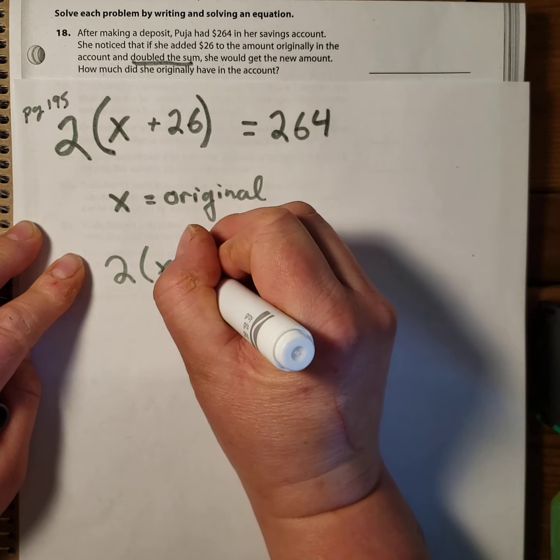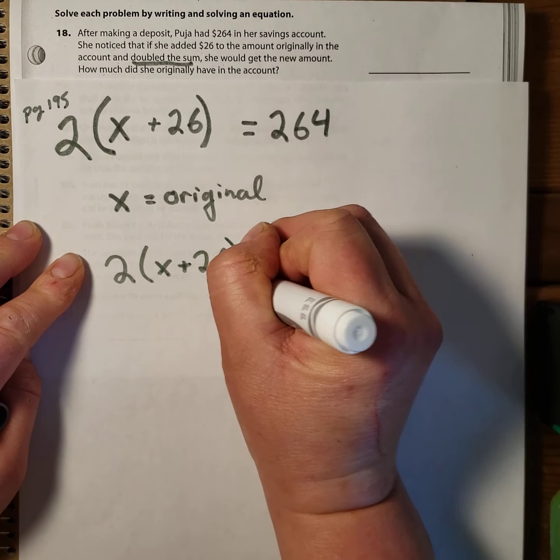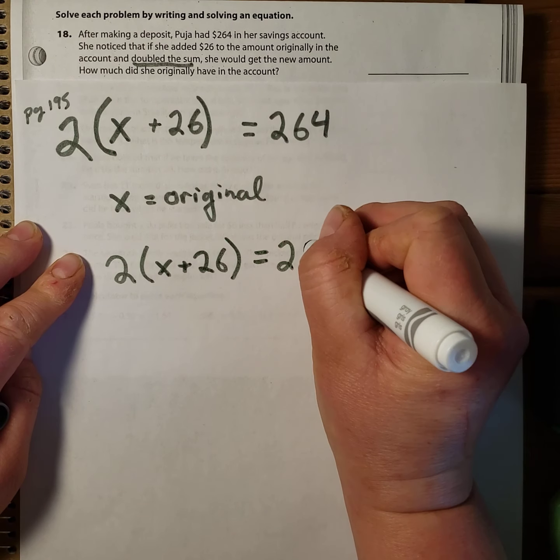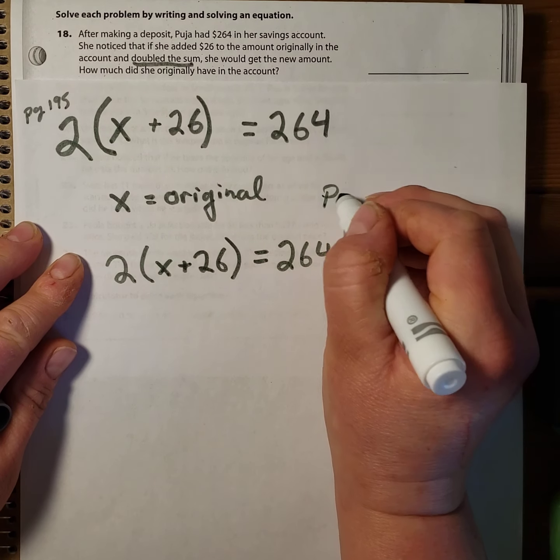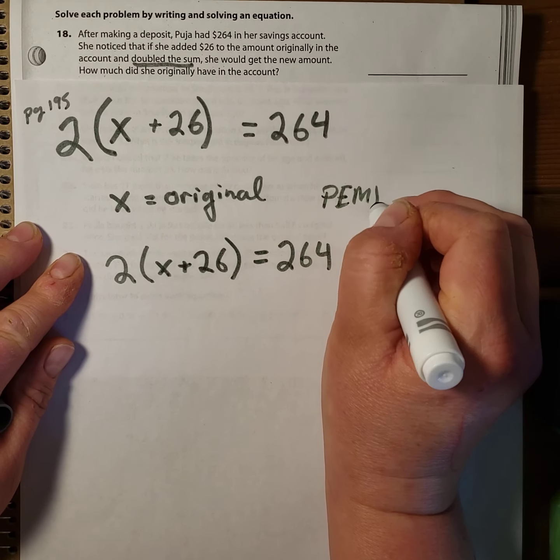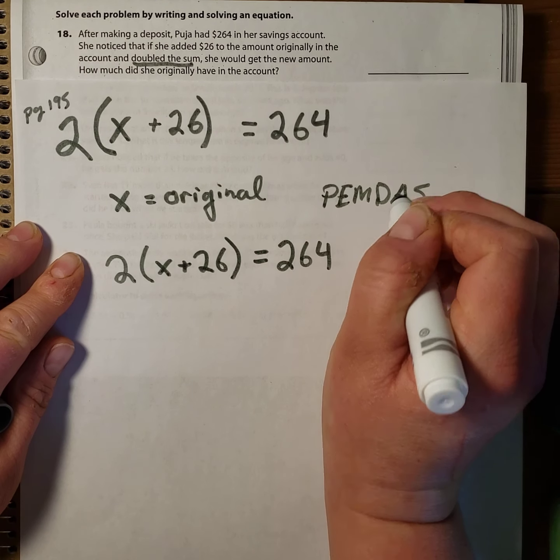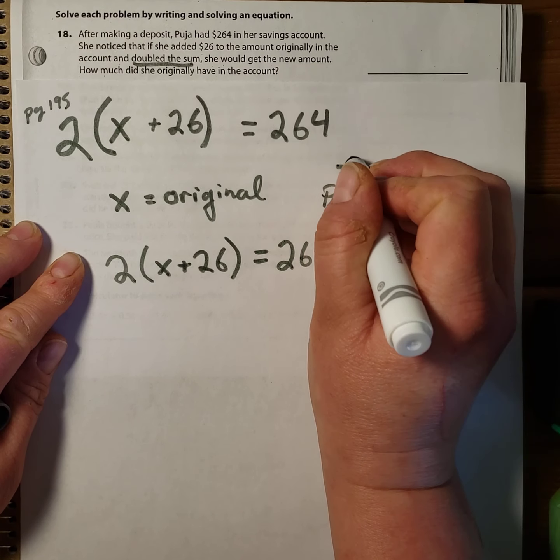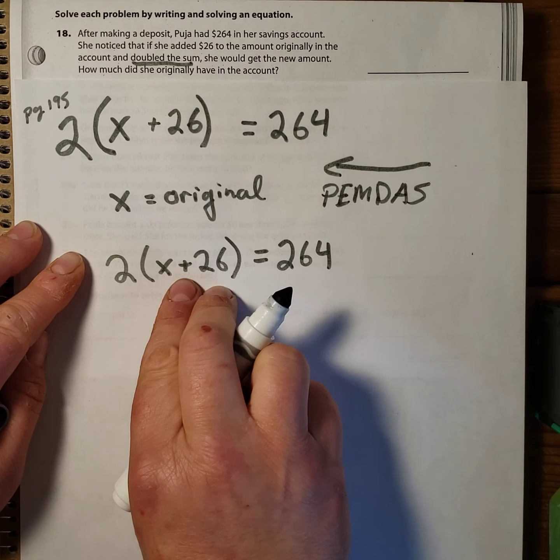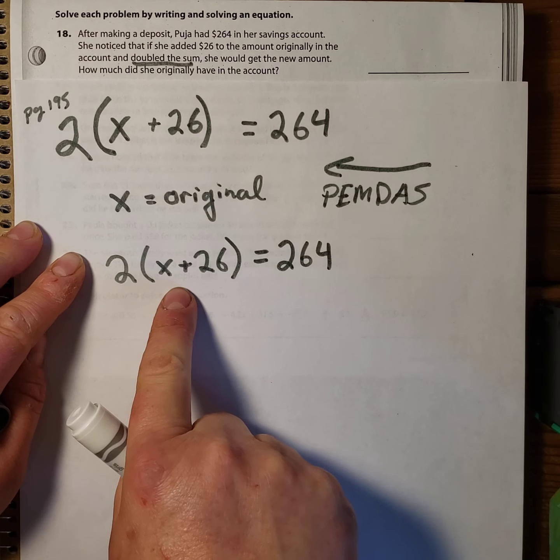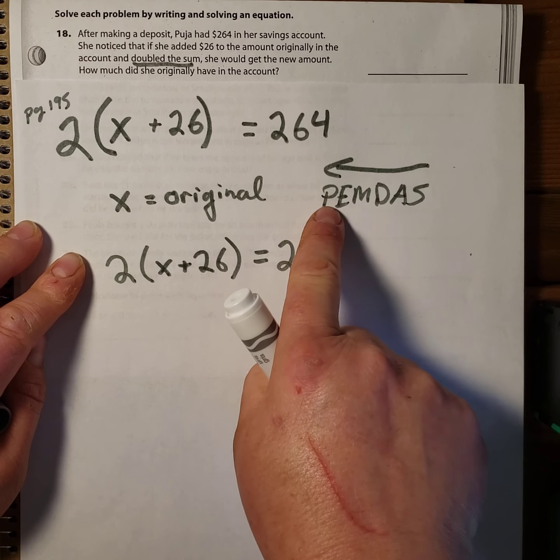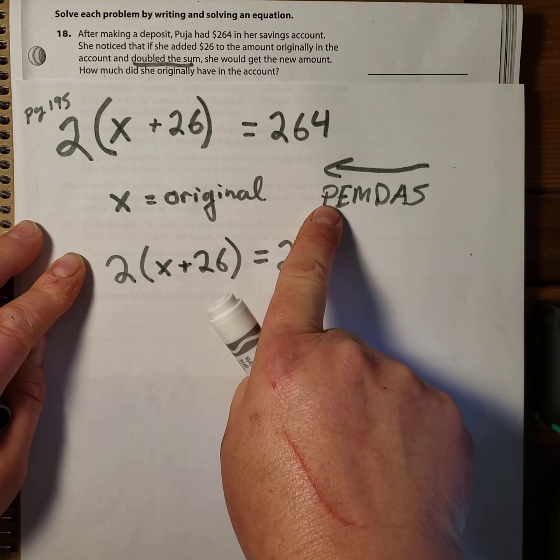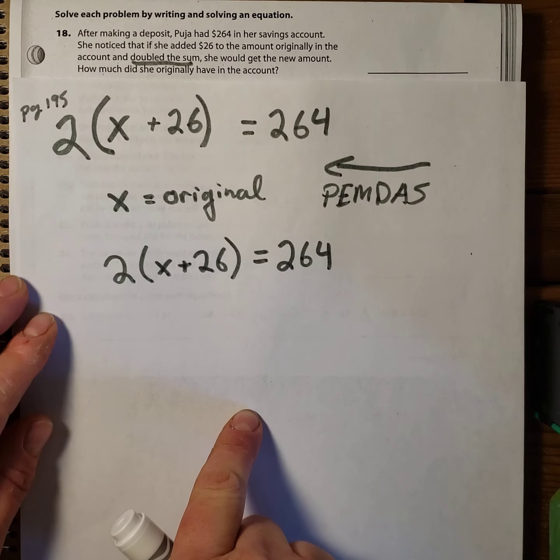2 times x plus 26 equals 264. So I'm going to write PEMDAS up here. And remember, when we solve, we're going to go this way. Now I know you see the adding and subtracting, so you think that's what we should do first. However, we also notice that it's in parentheses. That means it's going to be the last thing that we undo.